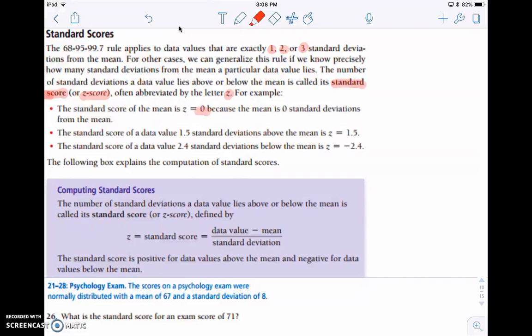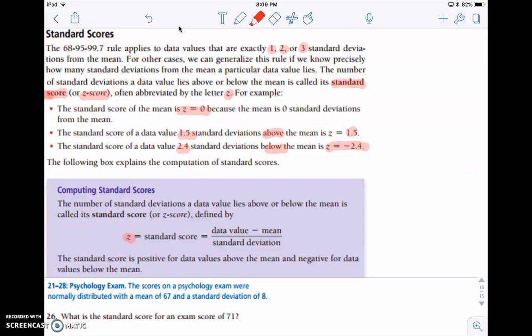So if you see a standard z-score of z equals 0, that means that is the mean. It's 0 standard deviations above or below the mean. If you want something that is 1.5 standard deviations above the mean, that'll be a z-score of 1.5. And if you're 2.4 standard deviations below the mean, that's going to be a z-score of negative 2.4. So what these standard scores are going to do is we're going to be able to take distributions that have any mean and any standard deviation, and we're going to be able to take them down to a z-score that will tell us exactly how many standard deviations it is away from the mean.